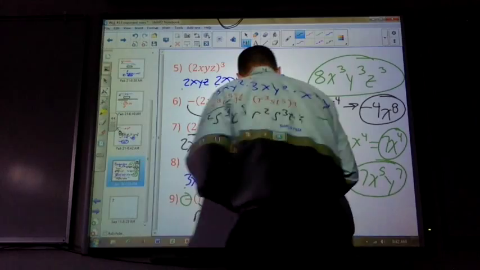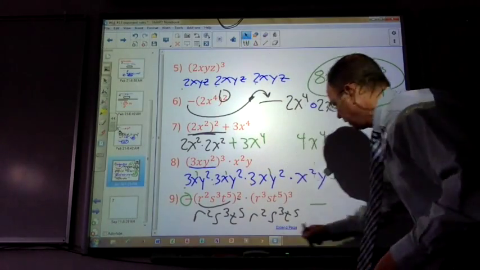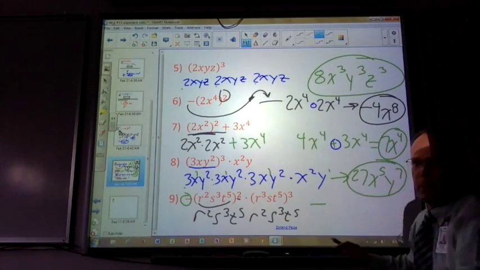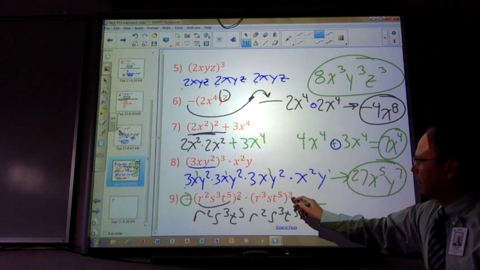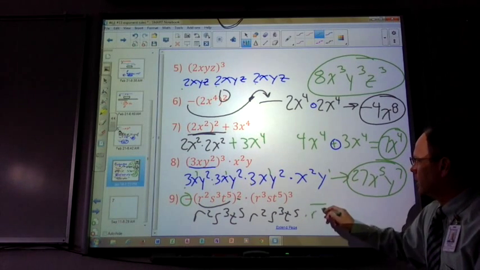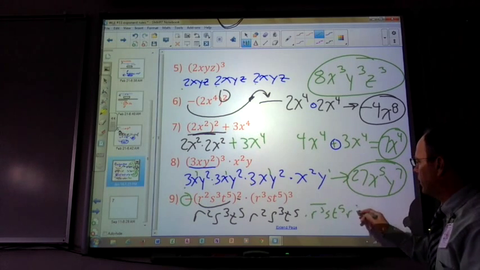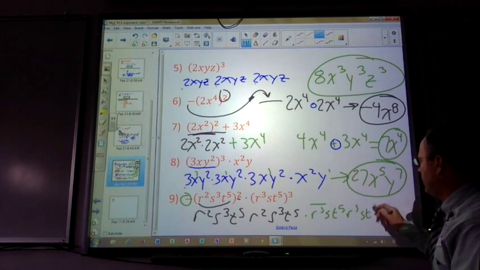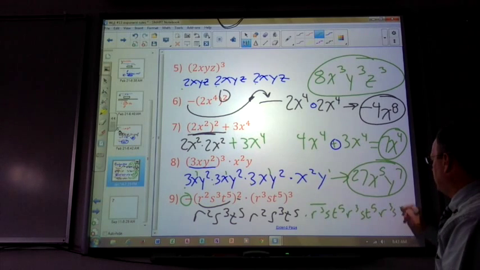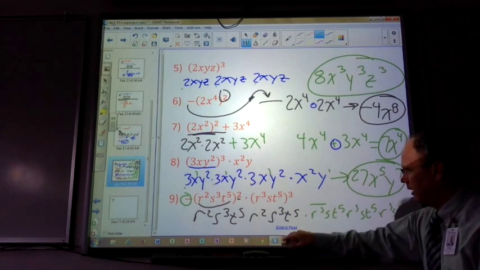Oh, and then I have, oh man, I gotta squeeze it down here. Okay, if I don't get back up, make sure you guys point left. I have 3 of these, right? R3ST5. R3ST5. Okay.